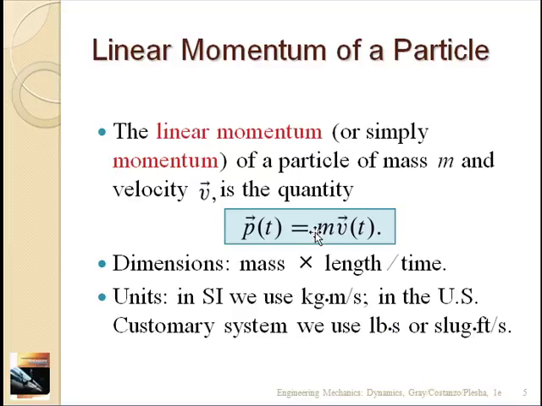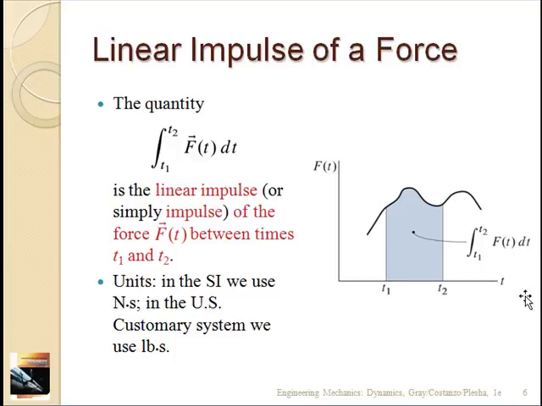So we call this the linear momentum, mv, and we give it the symbol p. It's a vector because v is a vector. It has dimensions of mass times length per unit time, kilogram meter per second in SI, or pound seconds or slug feet per second in British units or US units. So this quantity, this integral of the force over time, is what we call the linear impulse. It's a linear impulse of that force F between these two times. And the units are like newton second, pound second.